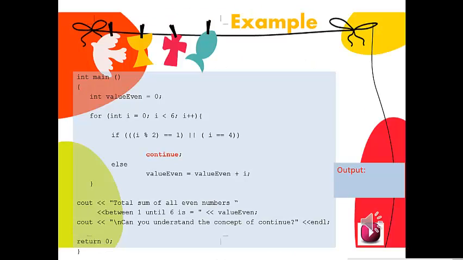This is a program that calculates the total of even numbers from 0 until 6 excluding 4. You can see that continue belongs to the if statement. So 4 is an even number, but since the condition i % 2 == 1 or i == 4 is true, the program will omit number 4 and still go to the next value, which is 5. Let us look closer at how continue works.